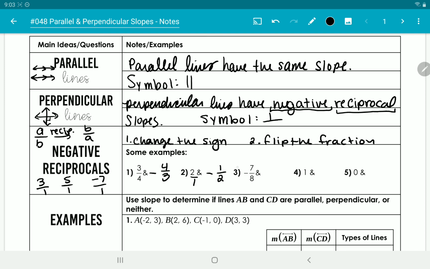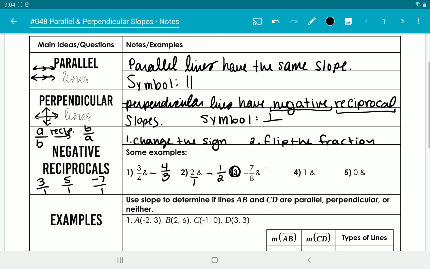I want you to try number 3. Go ahead and pause this video, okay? Pause it and try to determine what the negative reciprocal to negative 7 over 8 is, okay? Pause it, and then I will continue once you press play.